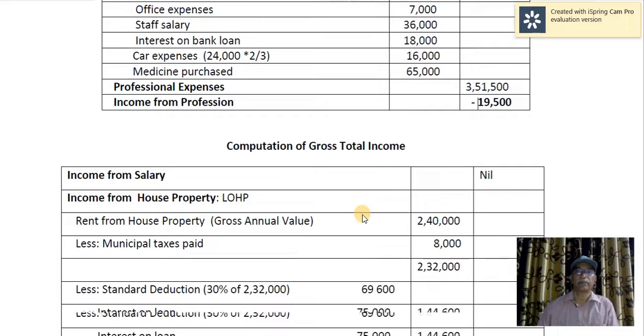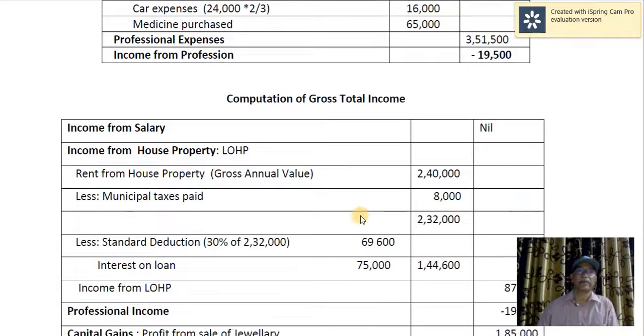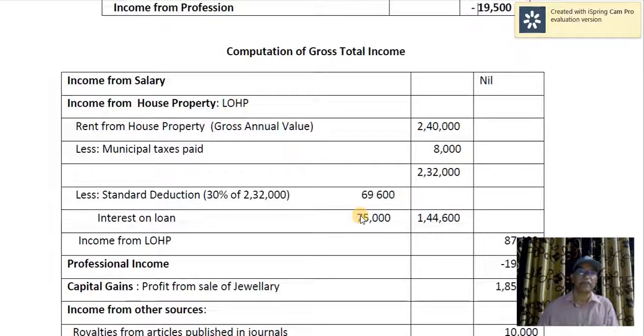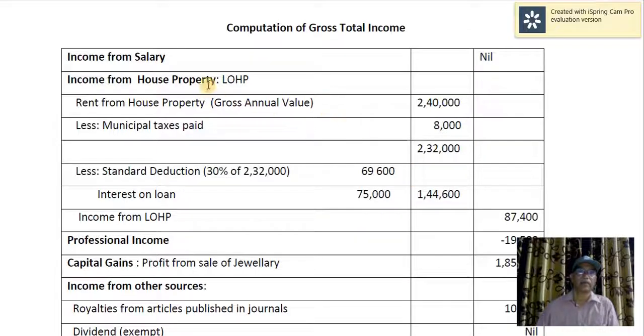Then come to the computation of gross total income. Income from salary is nil. Income from house property. Rent from house property is taken as gross annual value. You know how to compute the gross annual value. So it is 2,40,000. Therefore, you have to deduct municipal taxes or local taxes, so 8,000. If you deduct 8,000 from 2,40,000, you get 2,32,000, that is the annual value.